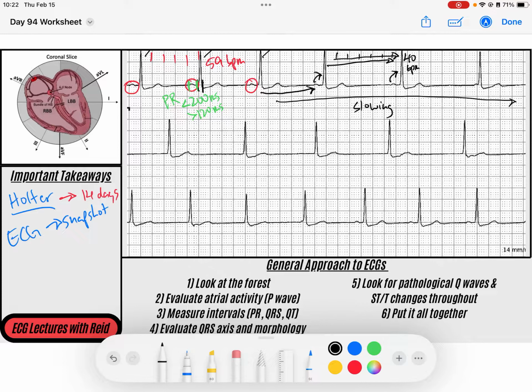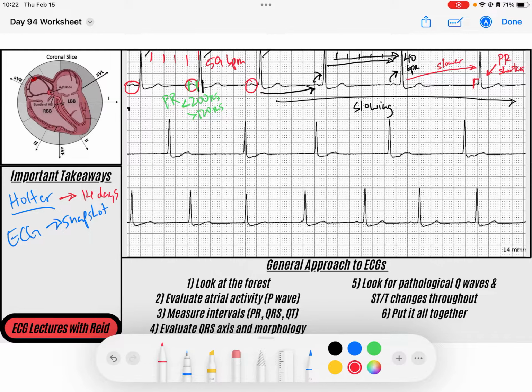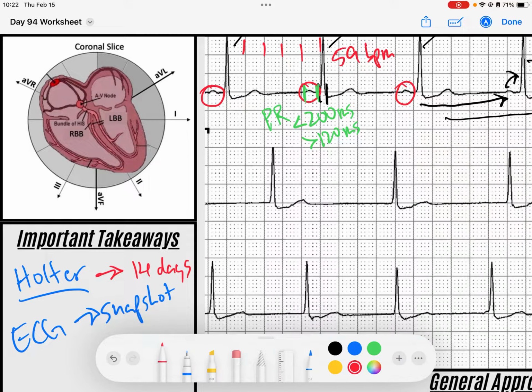And then what we notice is as it gets even slower, this next beat, look at what happens. This even gets slower than before. And look at the PR interval. My PR interval shortens. So my PR shortens. So what is going on? Well, we know that the PR interval in this person is right around maybe 4 big boxes. So the PR interval for this patient is about 160 milliseconds.